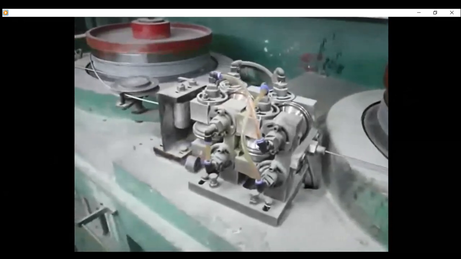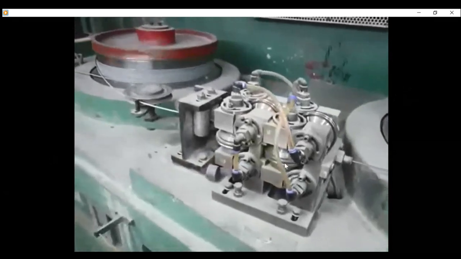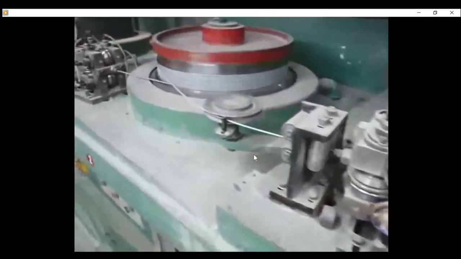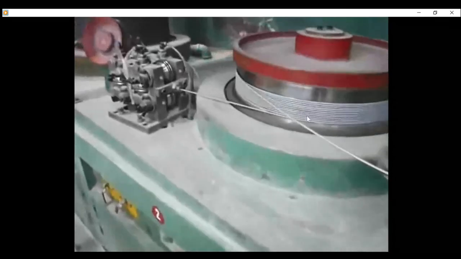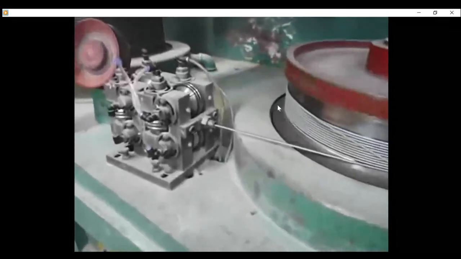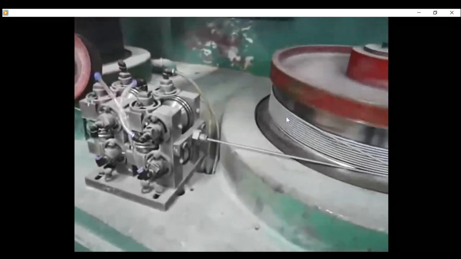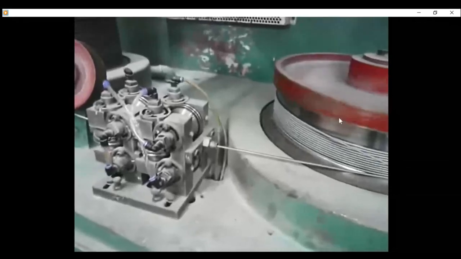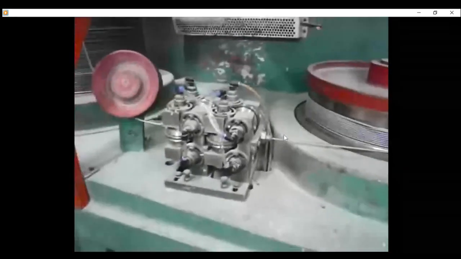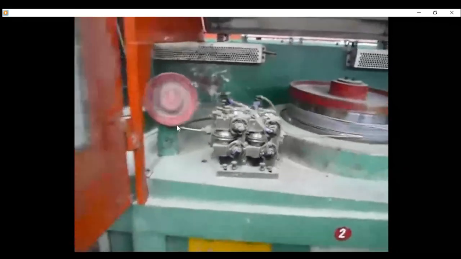This is the die. This is the oiling system to oil. There is an oiling system here. This one is rotating, you see it is rotating. This is the rotating drum. We rotate the wire on the rotating drum, so the rotating drum applies tensile stress here.